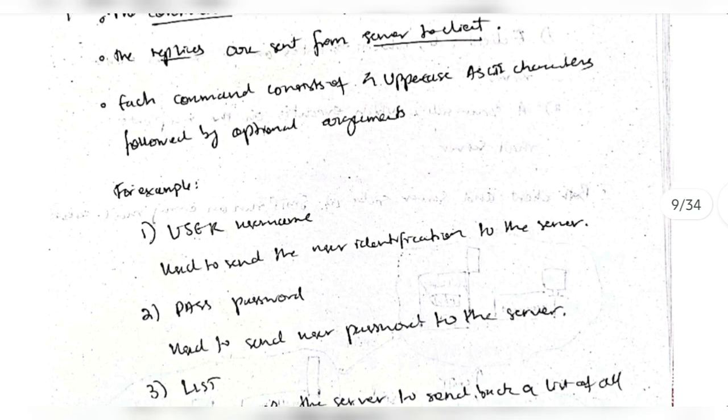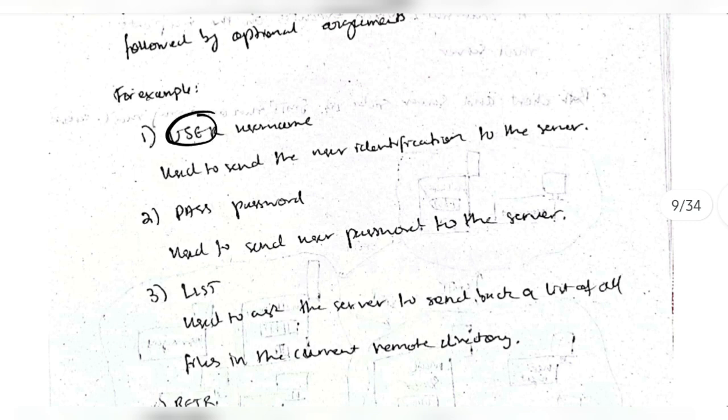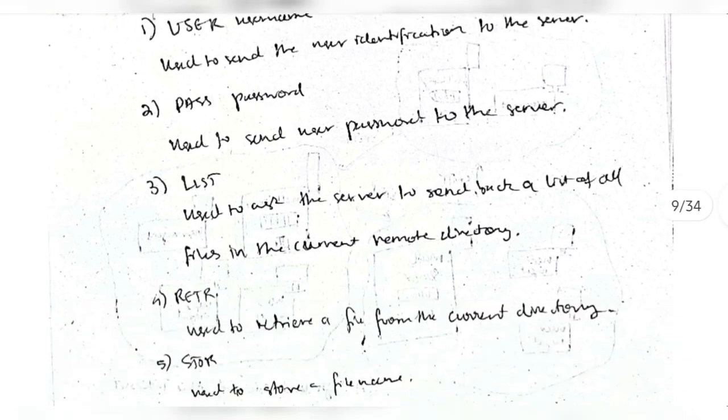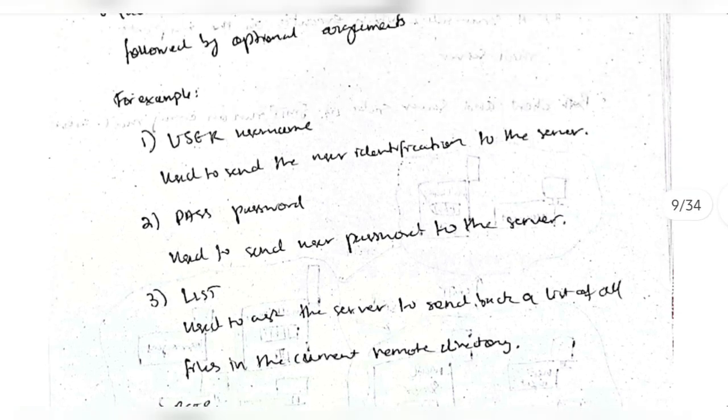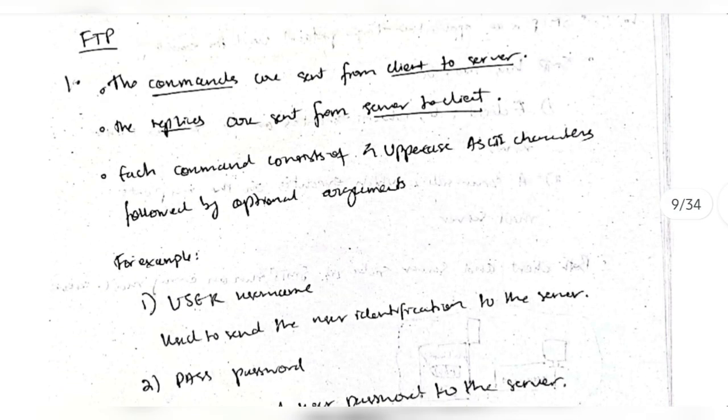Commands will be 4 uppercase ASCII characters followed by optional arguments. For example, USER, then username. PASS is for password, LIST is for list, RETR is for retrieving, STOR is for storing. You can give a few examples. USER is used to send the user identification to the server, PASS is used to send the password to the server. So these are the commands.